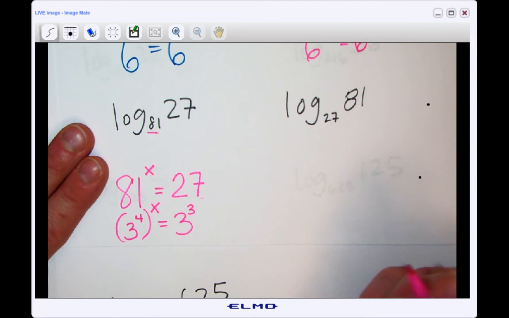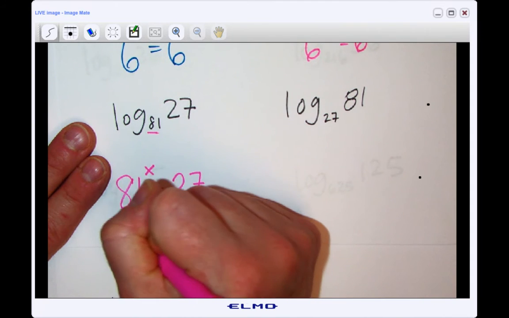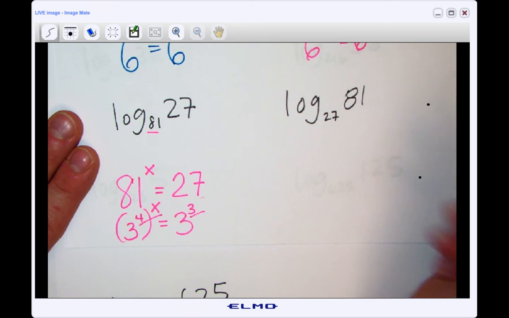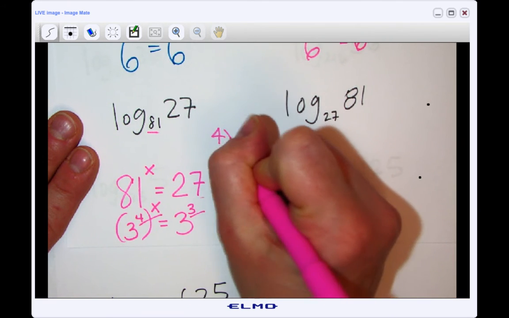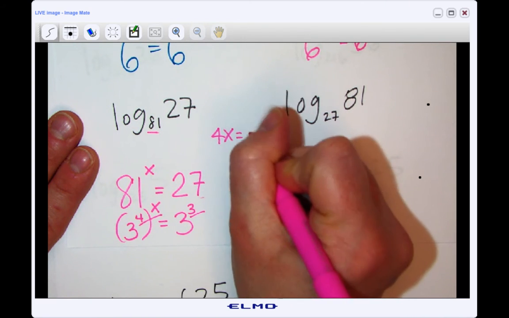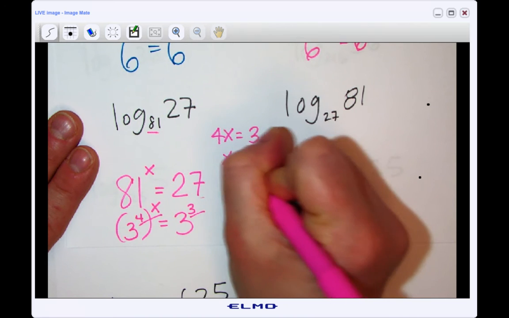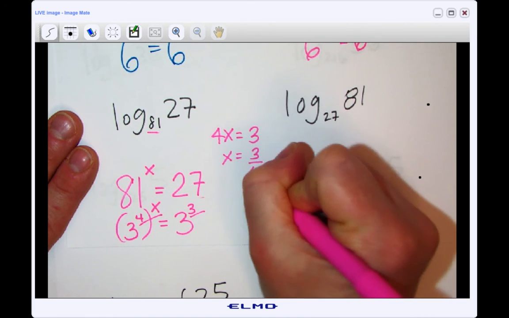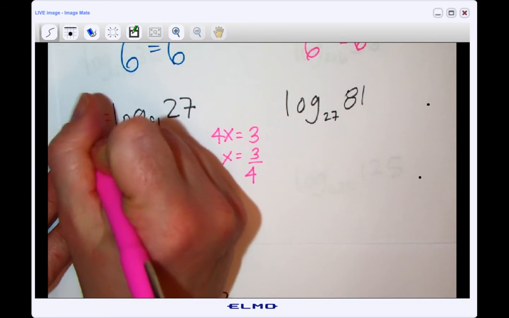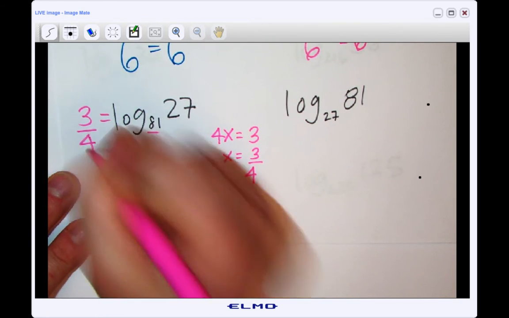So really, what this is saying is these two exponents have to be the same value, right? So we know that 4x, and why do I write it as 4x? Because we're raising a power to a power, so we're multiplying, has to be equal to 3. So what does that x have to be equal to? It has to be equal to 3/4. Does that make sense? So this whole expression is equal to 3/4.